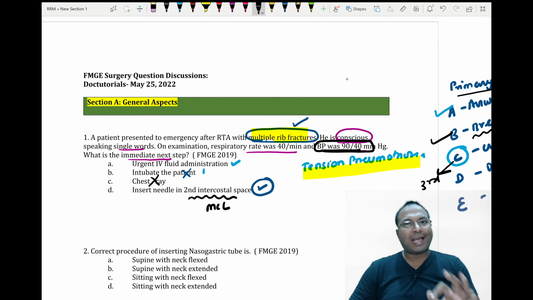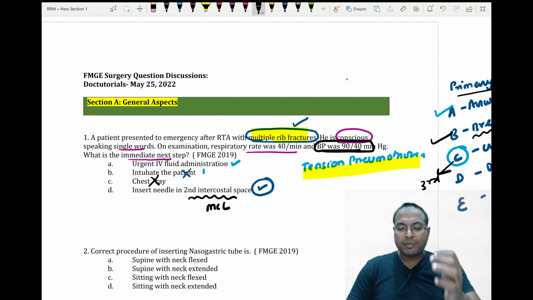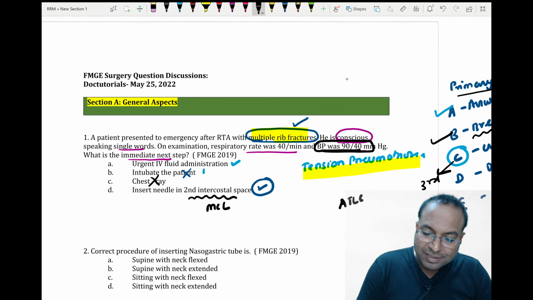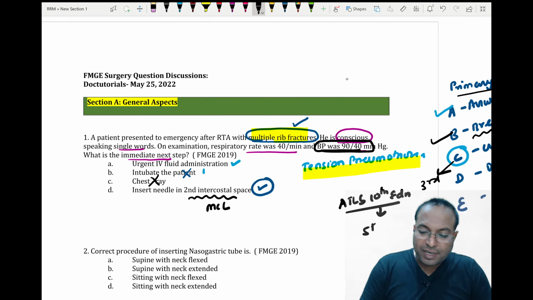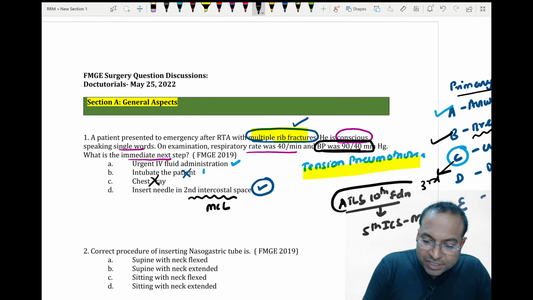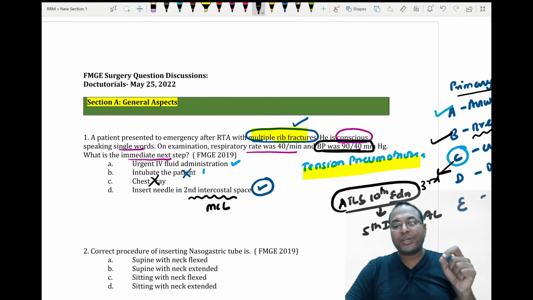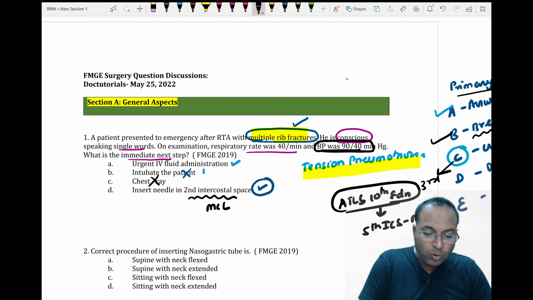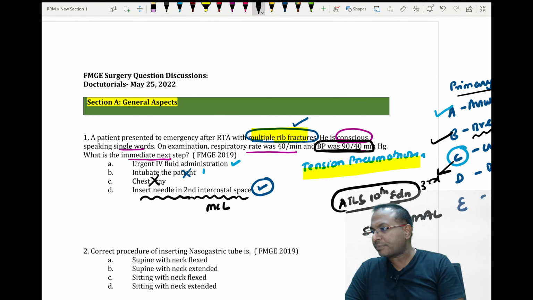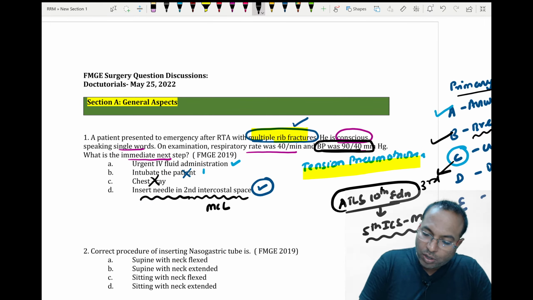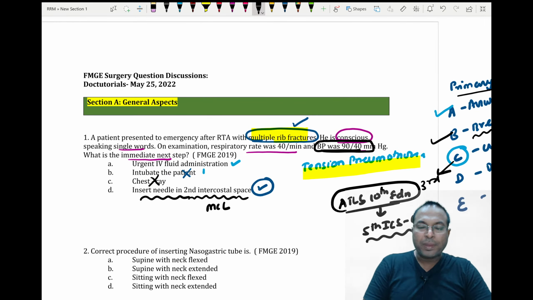This is a classical line from Bailey. In the FMGE exam, they won't ask you the ATLS 10th edition guideline. They won't ask you the ATLS 10th edition update. The ATLS 10th edition update says we have to insert it in the 5th intercostal space in the mid axillary line. Unless they mention this, unless the ATLS 10th edition term is mentioned, you go for the second intercostal space in the mid clavicular line. So in the mid clavicular line, we should treat this. Fifth intercostal space, mid axillary line, we have to put a needle.